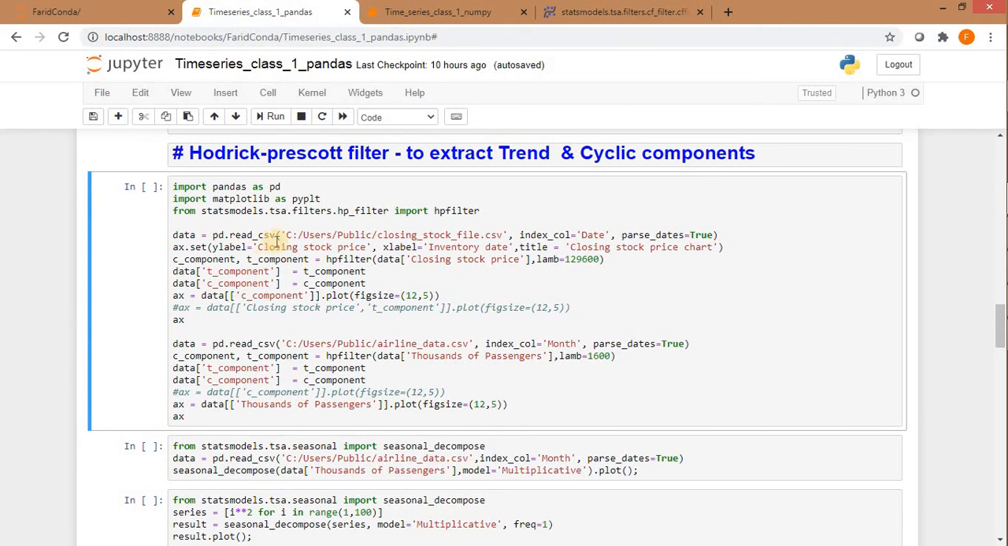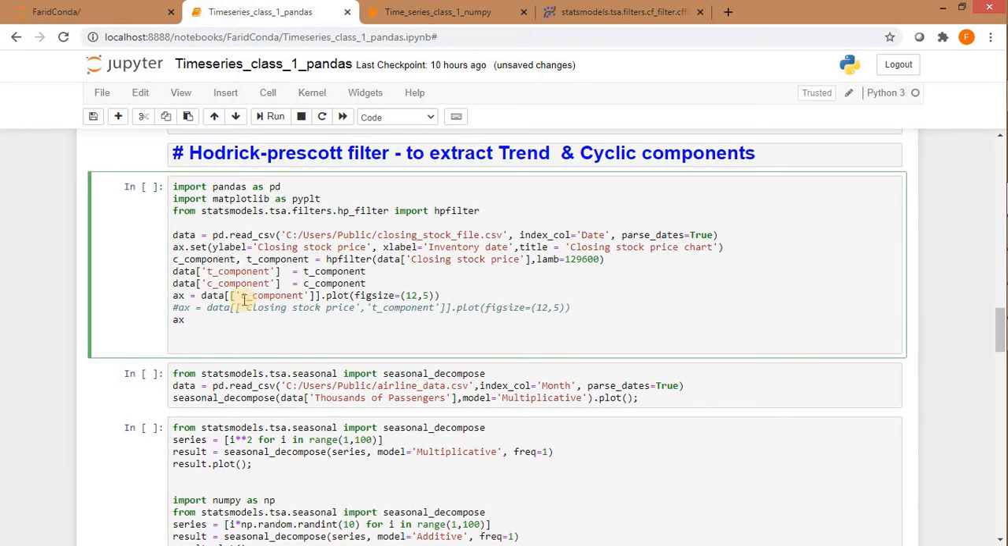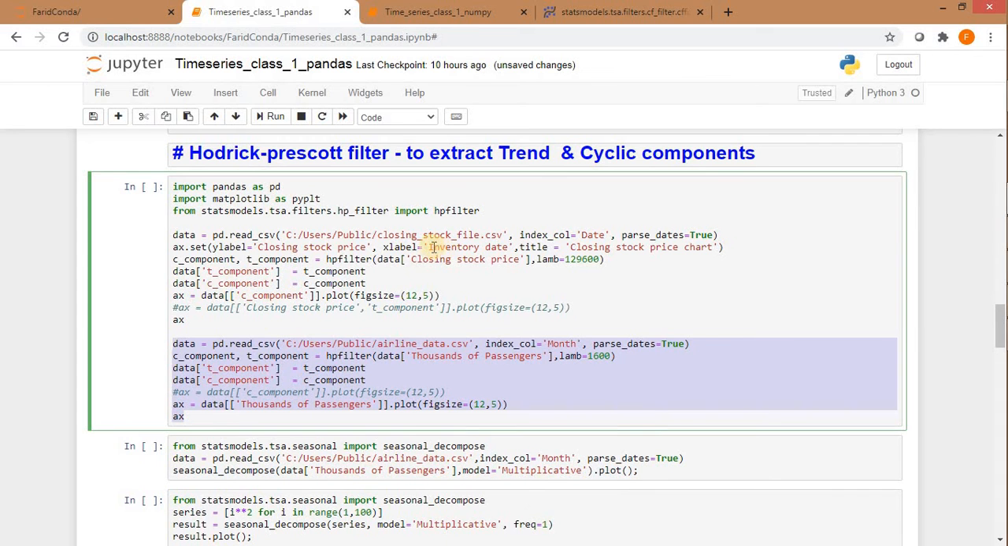So here what I am doing, I am studying the file, and basically the HP filter returns two values. One is a trend component. The other one is a cyclic component. I am assigning those two values, adding them to the data frame, and I'm trying to plot. Let me plot the original data, the original series, and its trend component first.